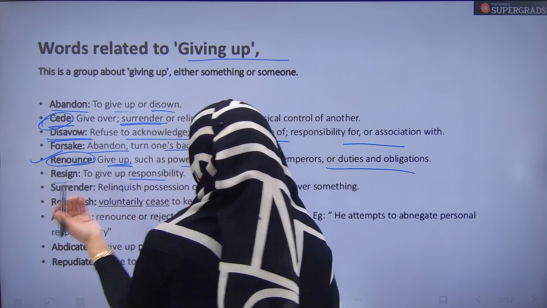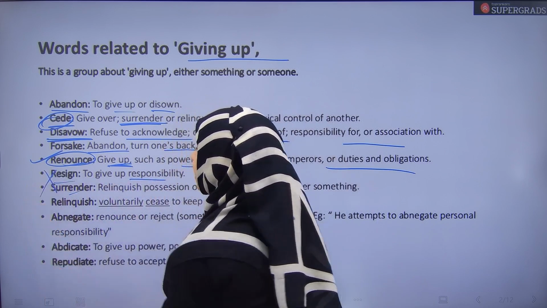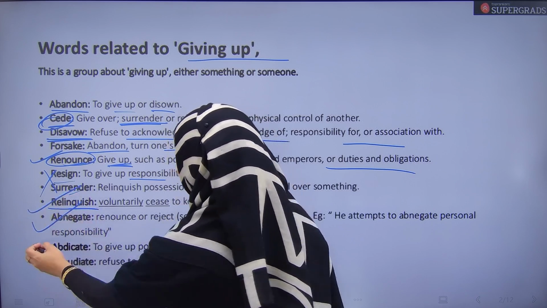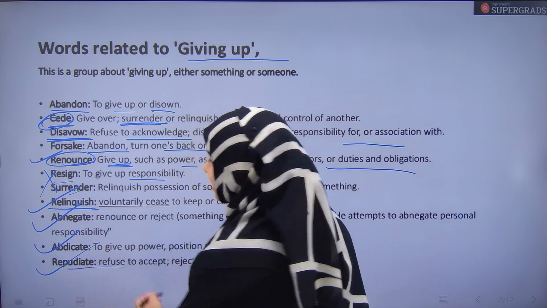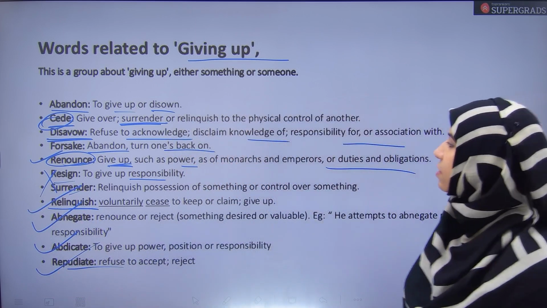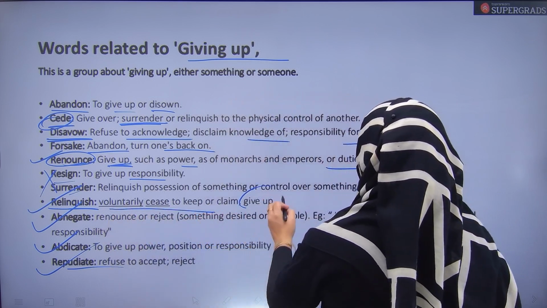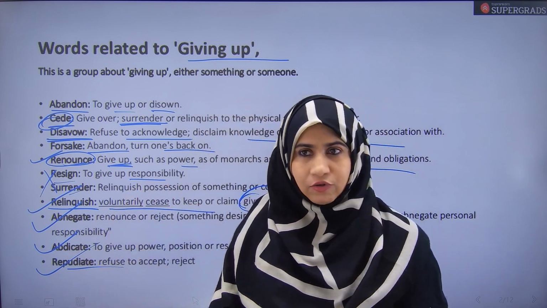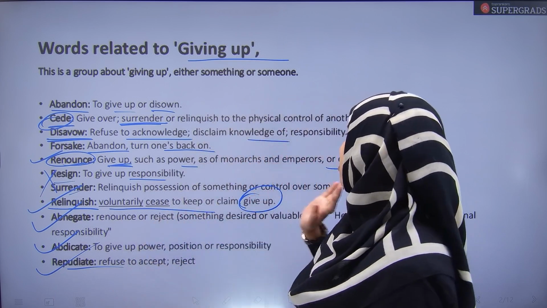Resign, that we already know. Surrender, that we already know. तो ये तो कोई इतने नए words नहीं है आपके लिए. Relinquish is nice, abnegate is nice, abdicate, repudiate are lovely expressions. Repudiate is slightly different. देखेंगे क्या? Relinquish, voluntarily cease to keep or claim, give up, वही. Voluntarily, खुद से छोड़ दिया हमने. Nobody has asked us, nobody has forced us. We ourselves gave up on something.